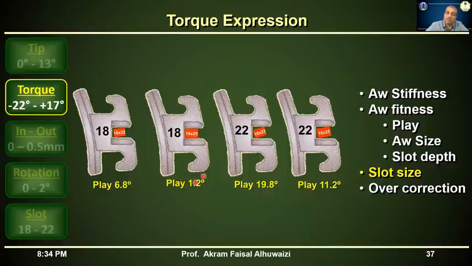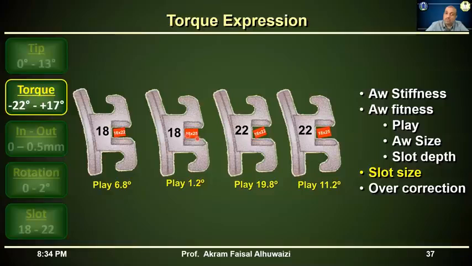But you've noticed that if you use a 16x22 wire, you have about 7 degrees of play. When you come to the .022 brackets, it's about 11 degrees for an 18x25 wire and about 20 degrees for a 16x22 wire. What that means is that when you really want to express torque, it is much better to use an .018 slot bracket, so that whichever wire you put in, the amount of play is going to be much less. However, you must consider that the stiffness of the wire is also a major important factor.